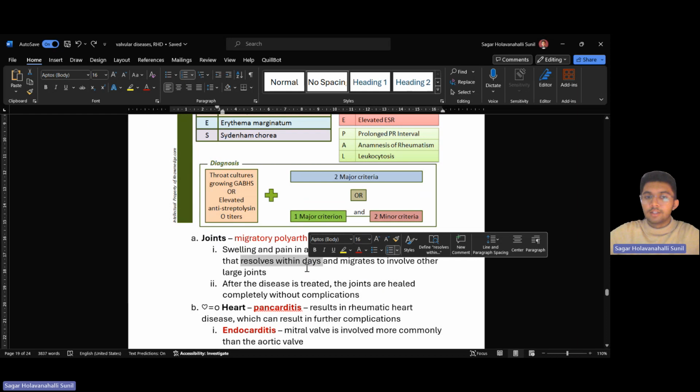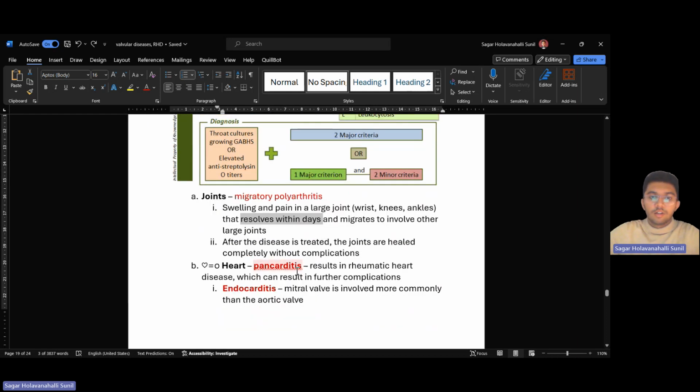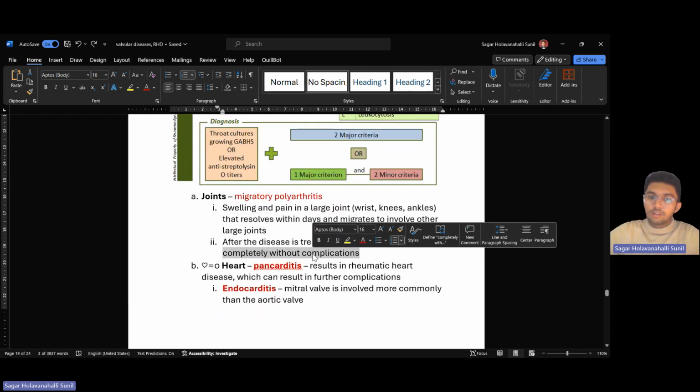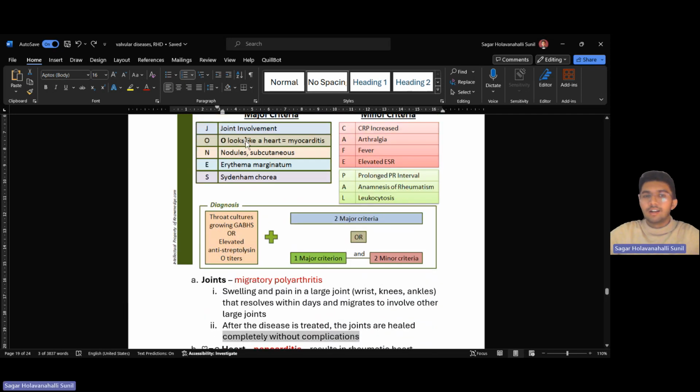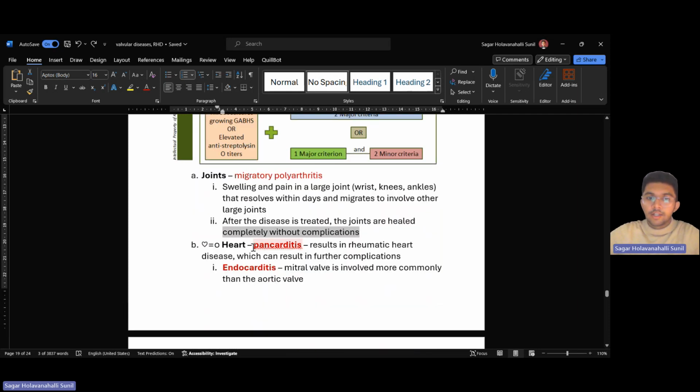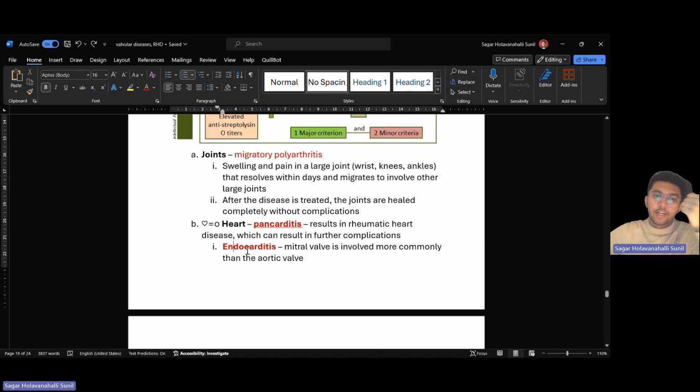It resolves within days and migrates to involve other joints. It can be healed without complications. Then comes O. O looks like a heart. I don't know how, but well, O looks like a heart. Think of pancarditis first. Essentially it means all layers of the heart can get affected.